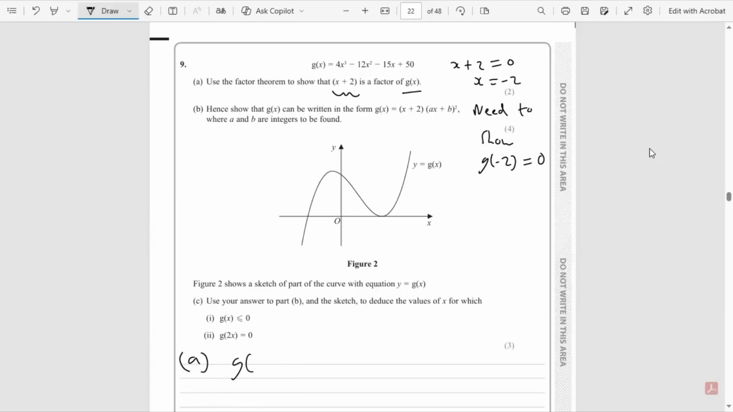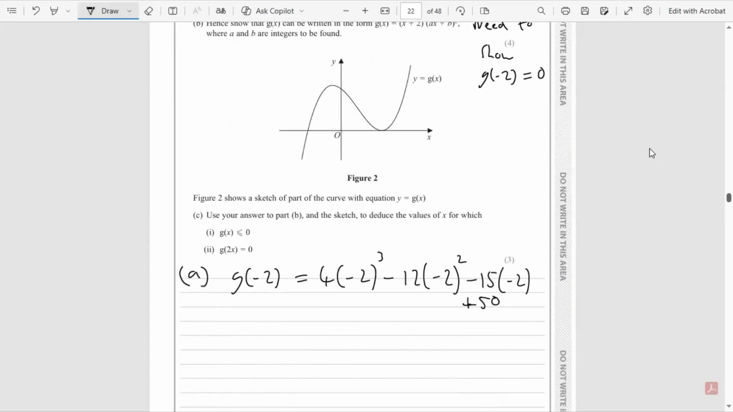So g of minus 2, so sub in minus 2 into the function. Make it very clear when you do this question in an exam paper to the examiner that you are subbing in minus 2. So you're doing like what I'm doing here, where I'm explicitly subbing in the minus 2 in place of x, minus 15 times minus 2, and then plus 50 there.